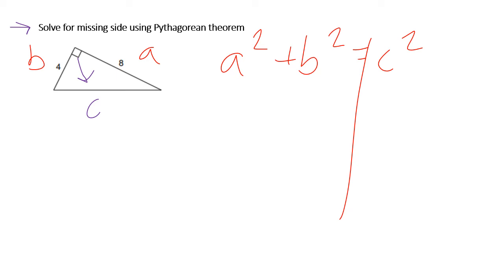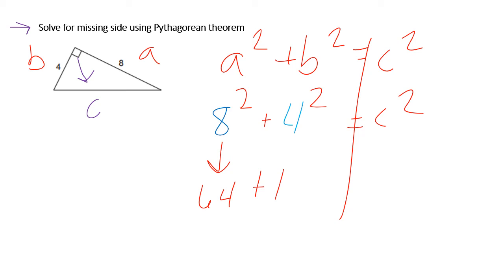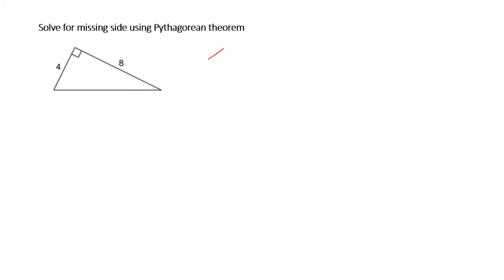Okay, so 8 squared plus 4 squared is equal to c squared. I know 8 squared is going to be 64, 4 squared is going to be 16, equals c squared. 64 plus 16 is going to be 80 equals c squared. I'm going to move to the next page here. 80 equals c squared. Just like the last problem, I have to get rid of that squared sign, and the only way you can do that is by taking the square root.